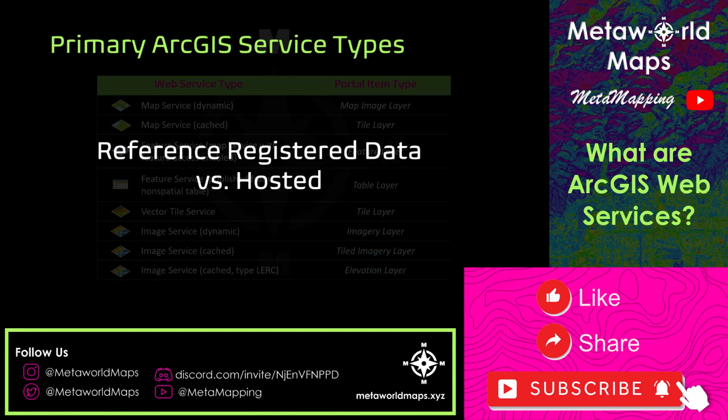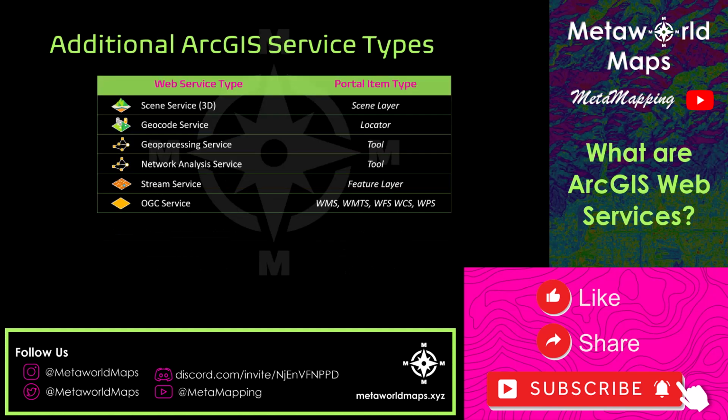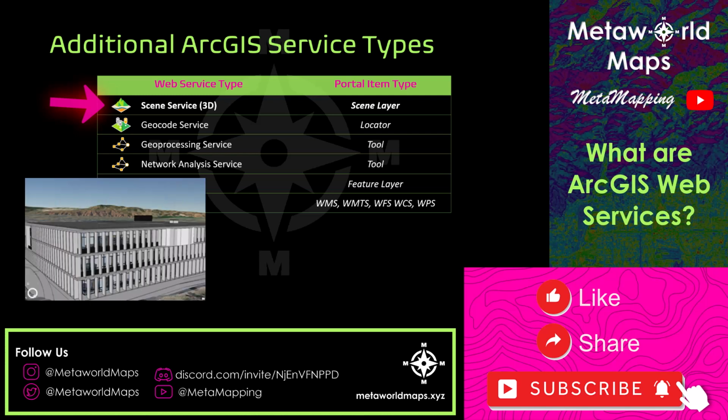So now let's quickly go through some additional service types and some non-traditional ArcGIS services. First, starting with our scene service. This is also a newer player on the block here. Scene services, which are also known as scene layers within your ArcGIS portal, allow you to share 3D content. You can visualize 3D objects such as exterior shells of buildings or objects that are modeled in 3 dimensions.